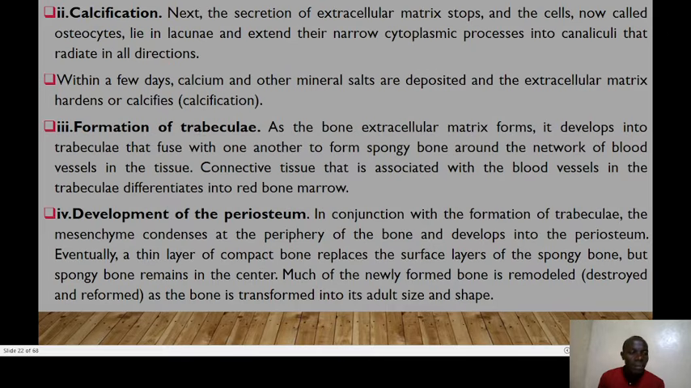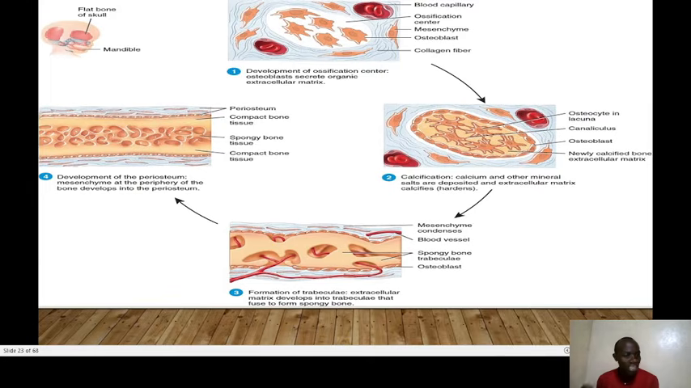So last we have the development of the periosteum. In conjunction with the formation of the trabeculae, the mesenchyme condenses at the periphery of the bone and develops into a periosteum. Eventually, a thin layer of compact bone replaces the surface layers of the spongy bone, but the spongy bone remains in the center. Much of the newly formed bone is remodeled, meaning it will be destroyed and reformed as the bone is transformed to adult size and shape.